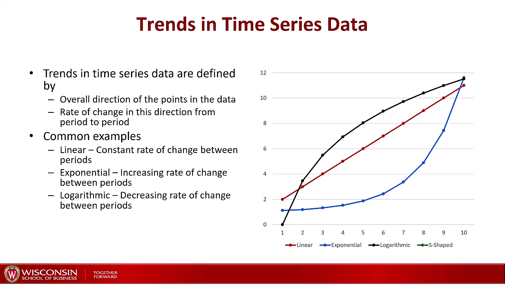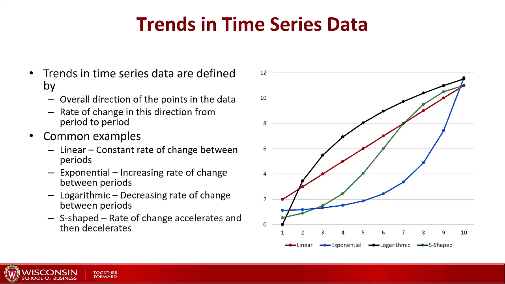Then we have the logarithmic trend, which is the contrary. It's a decreasing rate of change. So we have a large change from 1 to 2, and then a smaller change from 2 to 3, and it gets smaller and smaller as we move forward in time. Finally, we have the S-shaped trend, which is first an exponential trend, then it slows down to a linear trend, and finally moves on to a logarithmic trend. So the rate of change in that case is first accelerating and then starts slowing down more and more. All these patterns are very common in most business time series, and so you should learn to identify them and work with them.